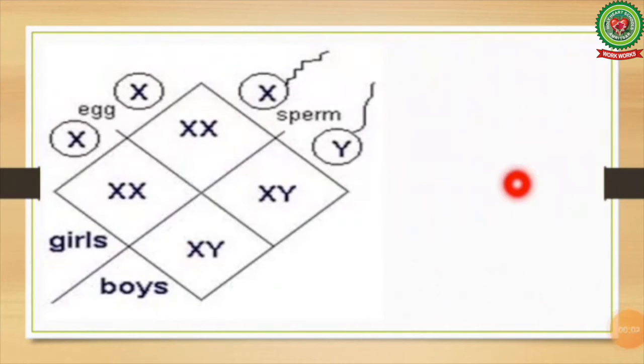In this image, we can see all eggs are alike, each with X chromosome, but sperms are either with X or Y chromosome. Now, when there is fertilization, the type of sperm that fertilizes the egg determines whether the child will be son or daughter. Now, in this Punnett square, the resultant progeny is 50% girls and 50% boys.